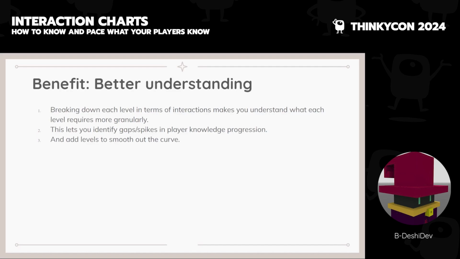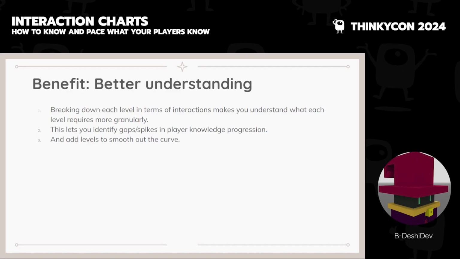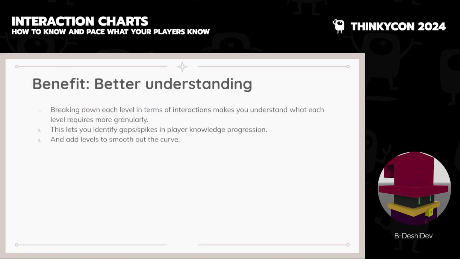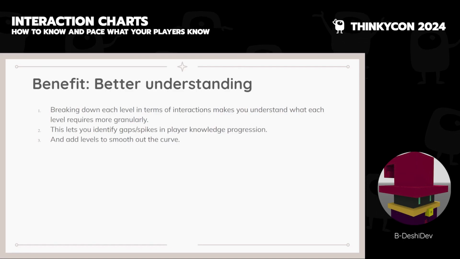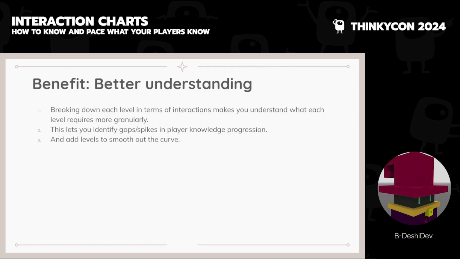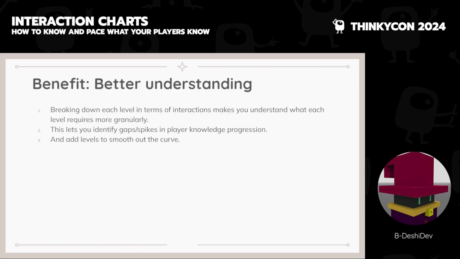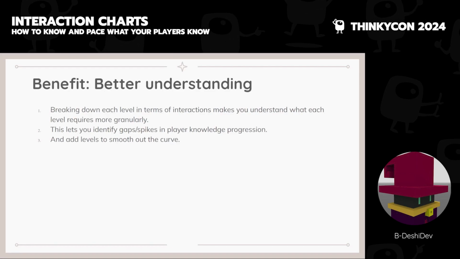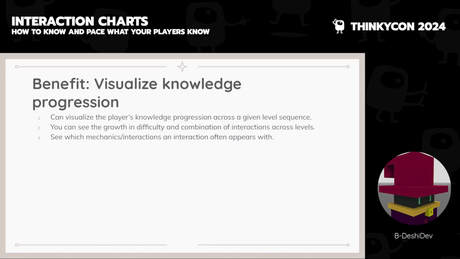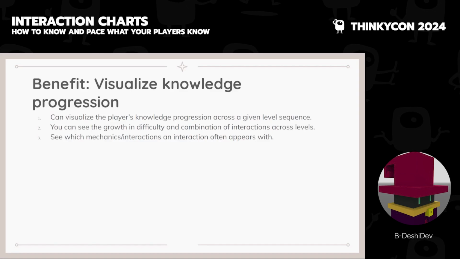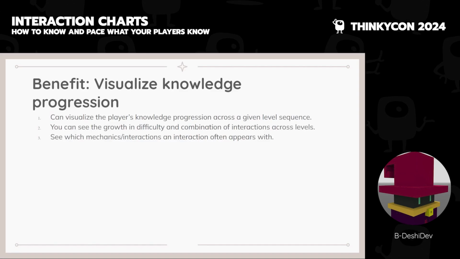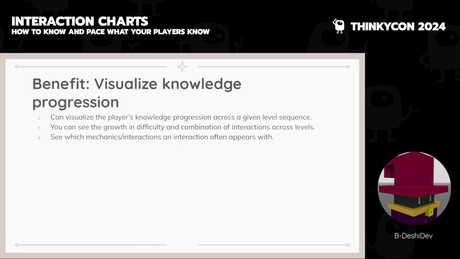So what is the benefit of this whole approach? The first is better understanding. By breaking down each level in terms of interactions, we get a clear idea of what each level requires or teaches, and this helps identify gaps or spikes in the player's knowledge progression, and then add levels or reorder them to smooth out the curve. Another benefit is that we can visualize the player's knowledge progression across a given level sequence, across multiple interactions, and see how they combine across these levels.